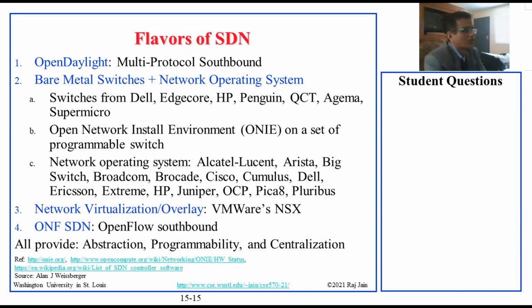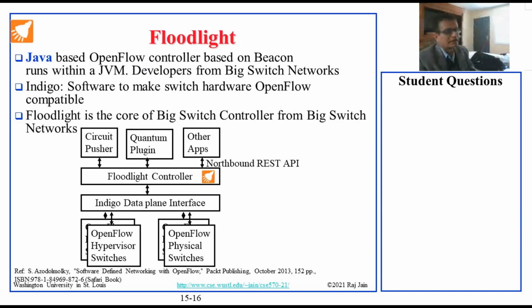So one of the SDN controllers which originally came in was Floodlight, and it was developed by a company called Big Switch Networks. It was written in Java, and they had a software called Indigo, which will make any switch hardware OpenFlow compatible. And so this controller can be used, as you can see in the picture.